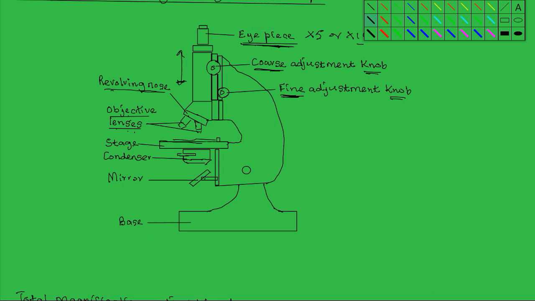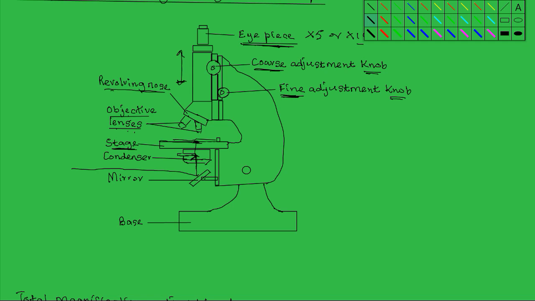100 times larger. The specimen is placed at the stage of the microscope, and light rays coming from the source, whatever the source is, come and hit the mirror. The mirror reflects the light rays to the condenser. The condenser concentrates the light rays into a very powerful beam. Then the light rays pass through the specimen on the stage, illuminating it.